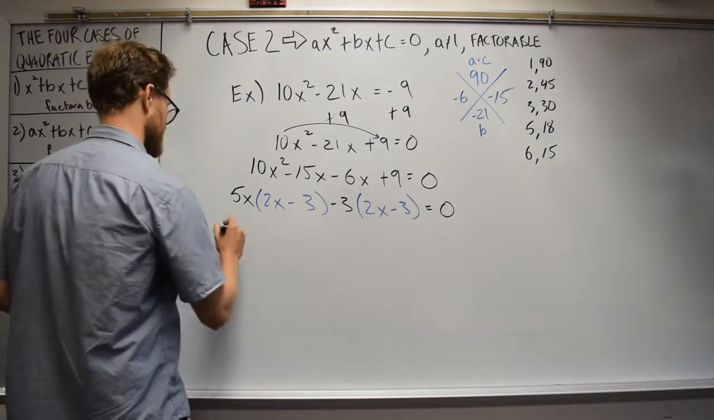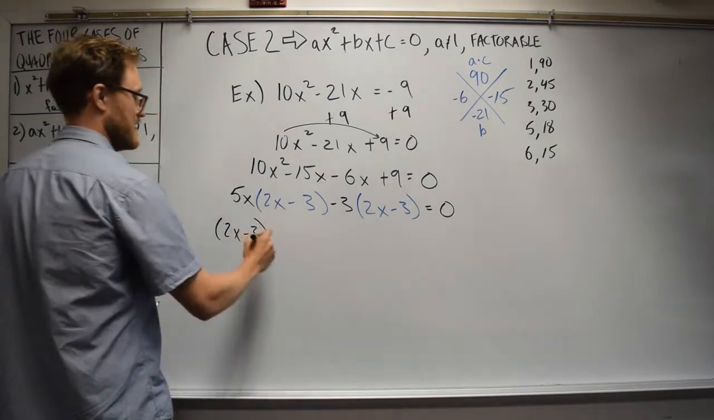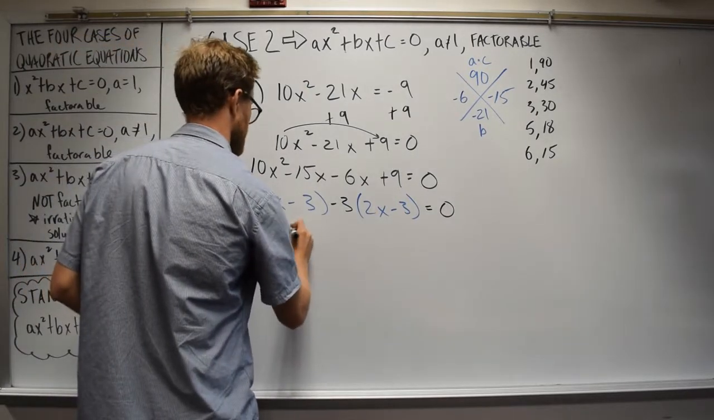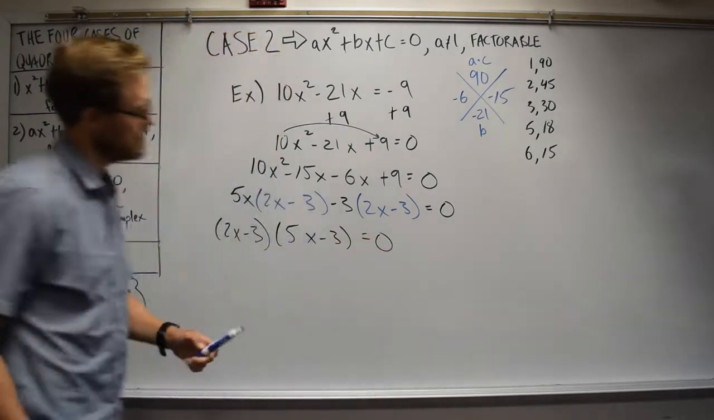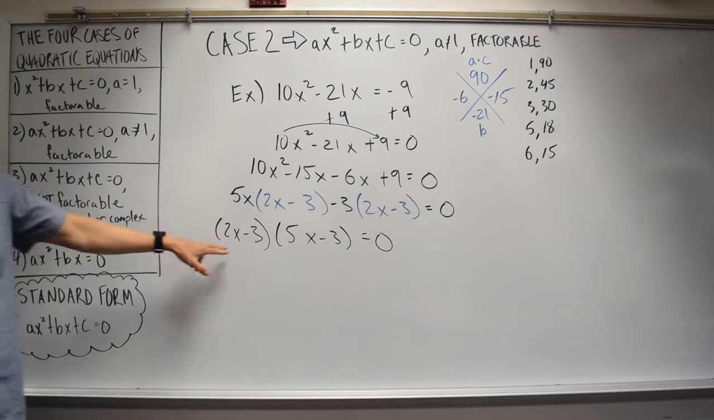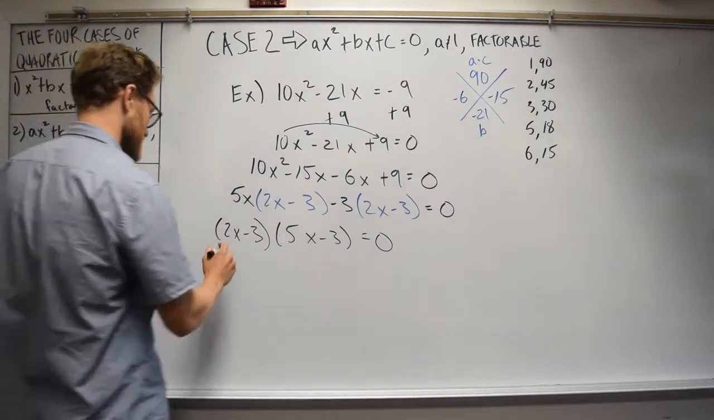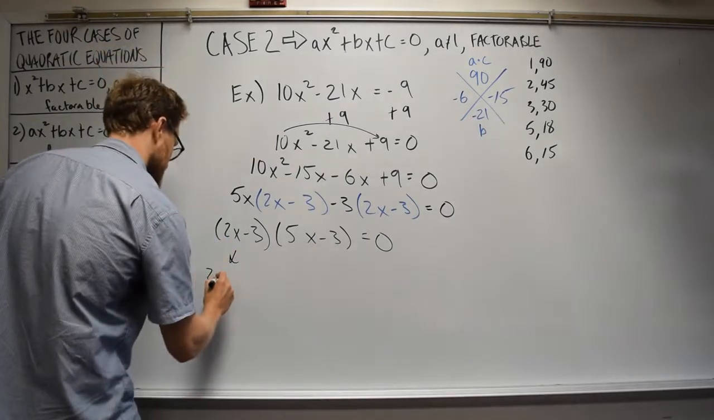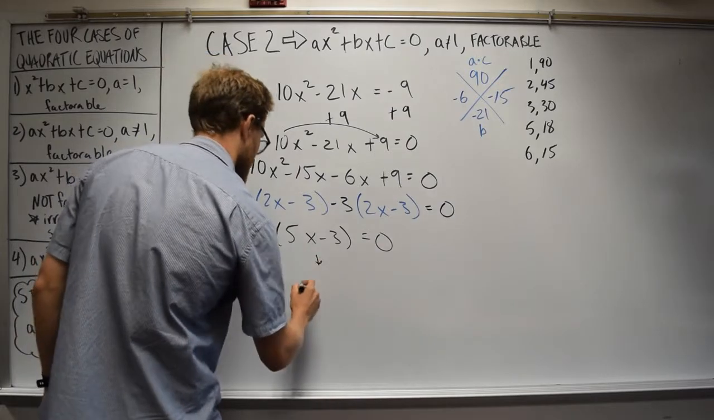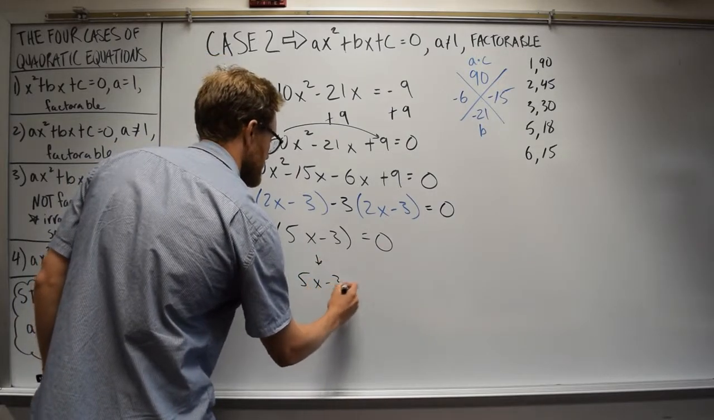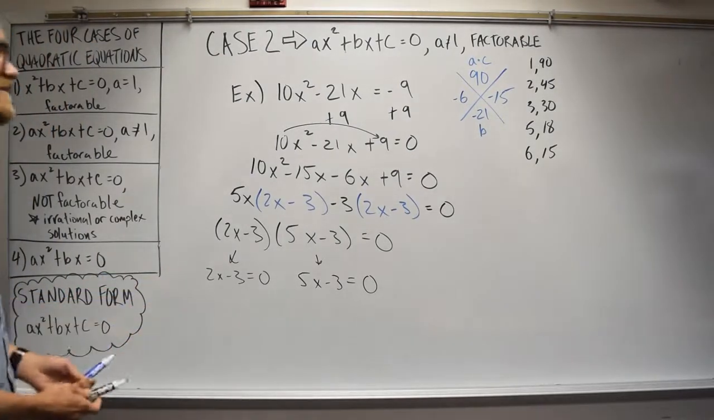So I'm going to factor out the 2x minus 3, and what I'm left with is 5x minus 3. Now, just like in the last example, I'm going to set both of these equal to 0 to get my solutions. So I'm going to set 2x minus 3 equal to 0 and 5x minus 3 equal to 0. And when we solve these, we should have our two solutions.